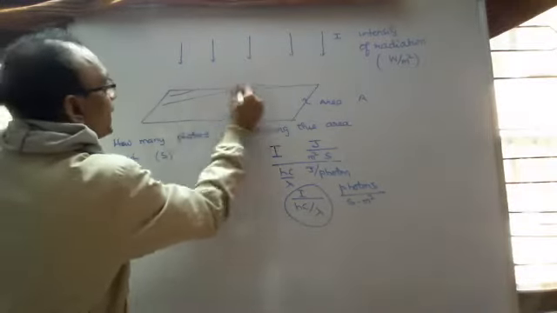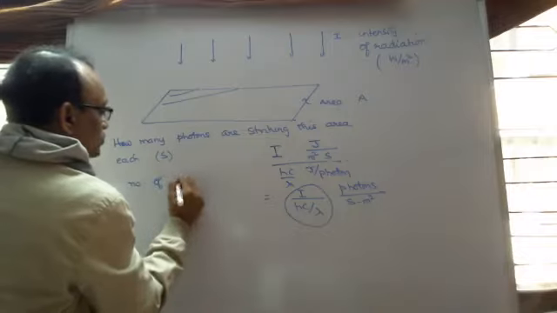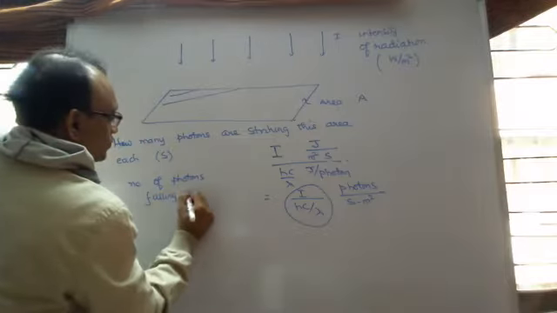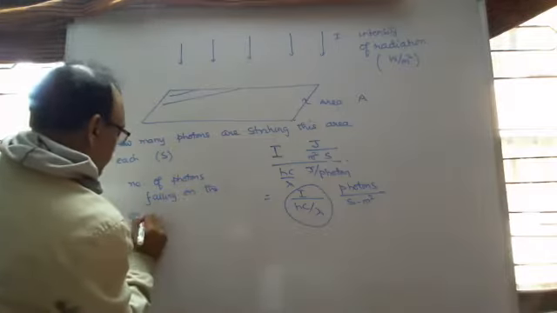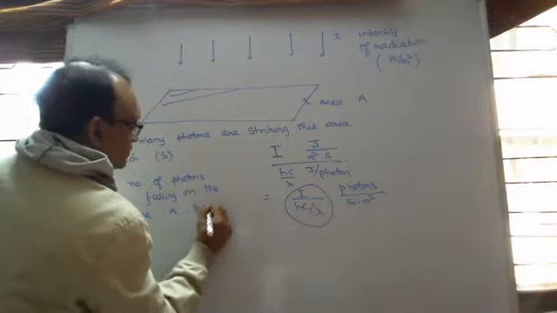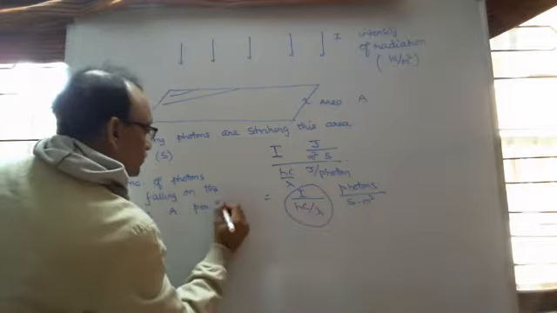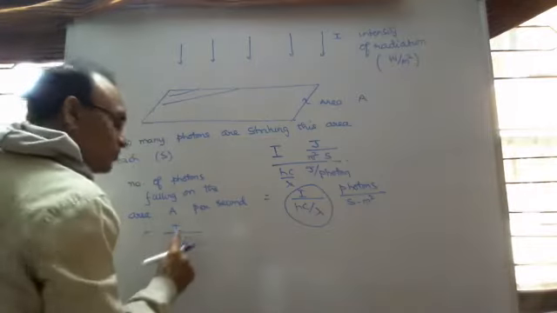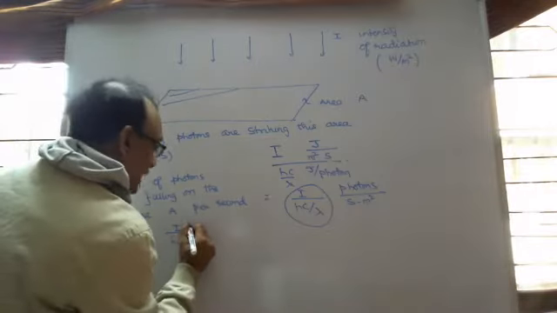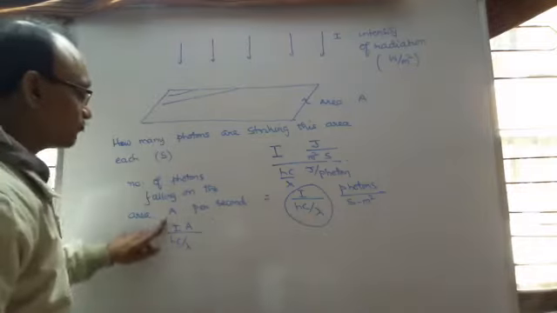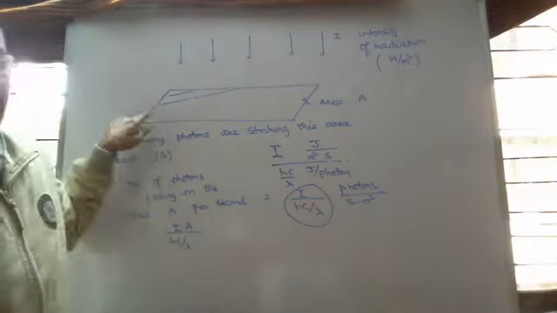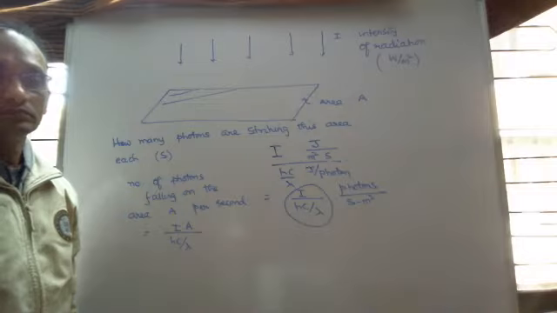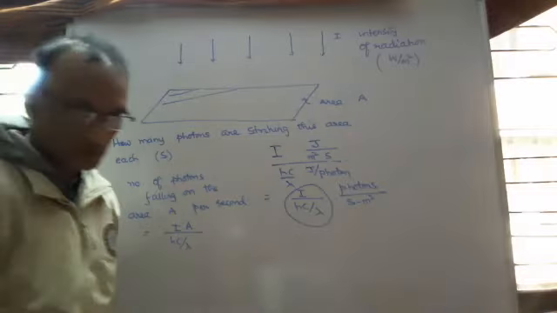तो over an area A, ये तो 1 meter square का area है. So if there is an area A, number of photons falling on the area A per second is I by hc by lambda. तो ये तो number of photons per unit area per second. So multiply by A will give me photons per second falling on this area. Right?